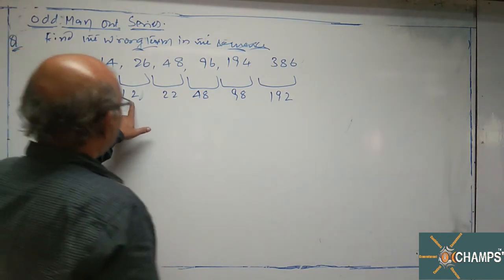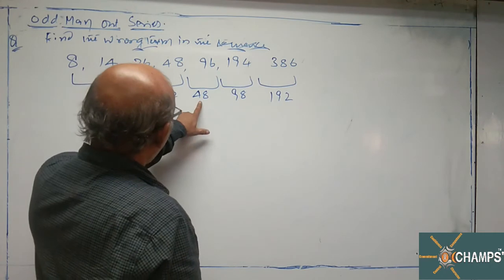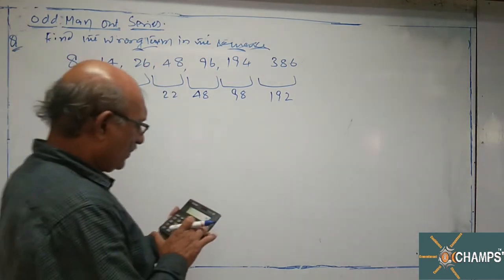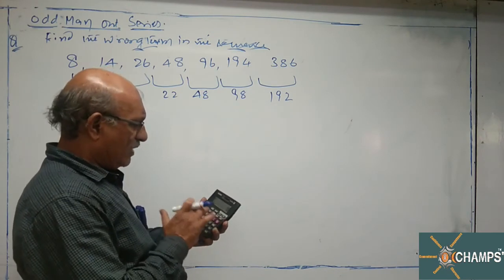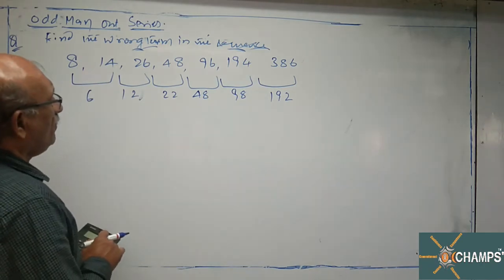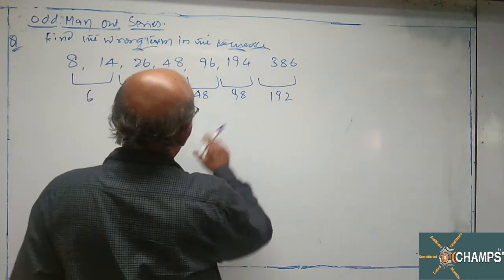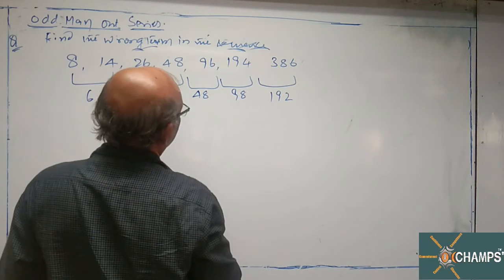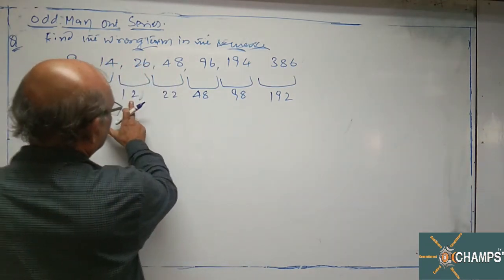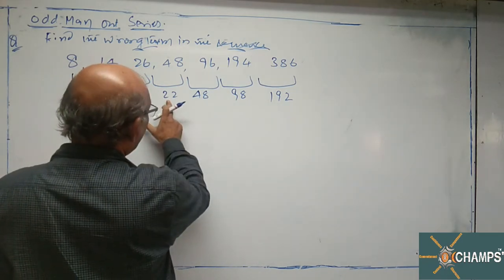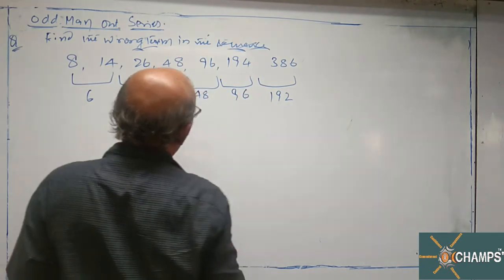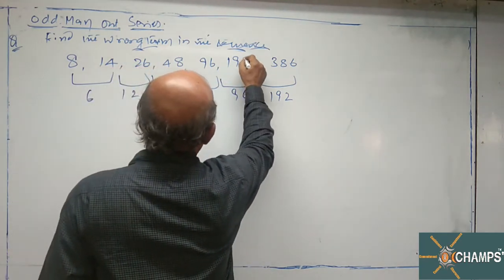6 2s are 12, 6 8s are 48. Then look at this, 98 divided by 6. So this term should be 48, means it should be 96. So there is a print mistake here. 6 2s are 12, 12 2s are 24, it should be 24 2s are 48, it should be 96, means it should be 192.